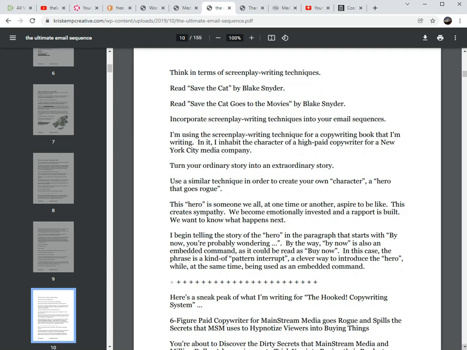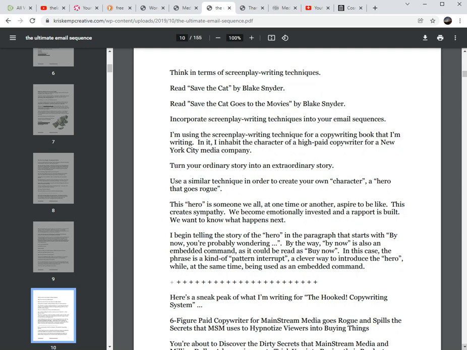Turn your ordinary story into an extraordinary story. Use a similar technique in order to create your own character, a hero that goes rogue. The hero is someone we all at one time or another aspire to be. This creates sympathy. We become emotionally invested, and a rapport, a relationship, is built. We want to know what happens next.